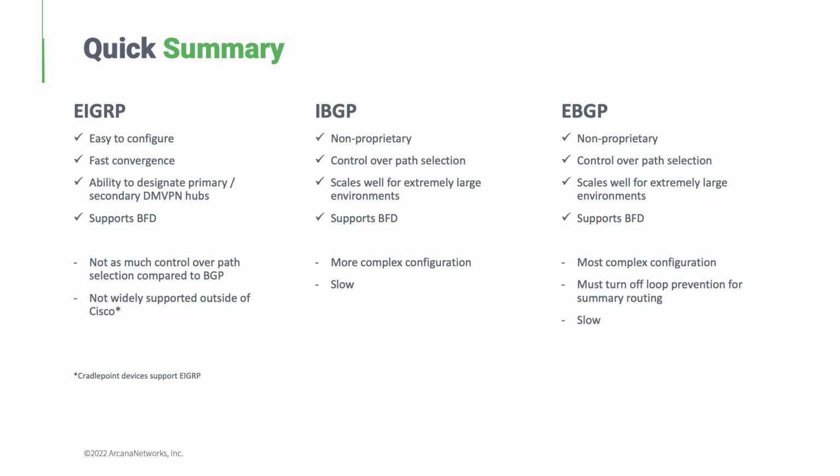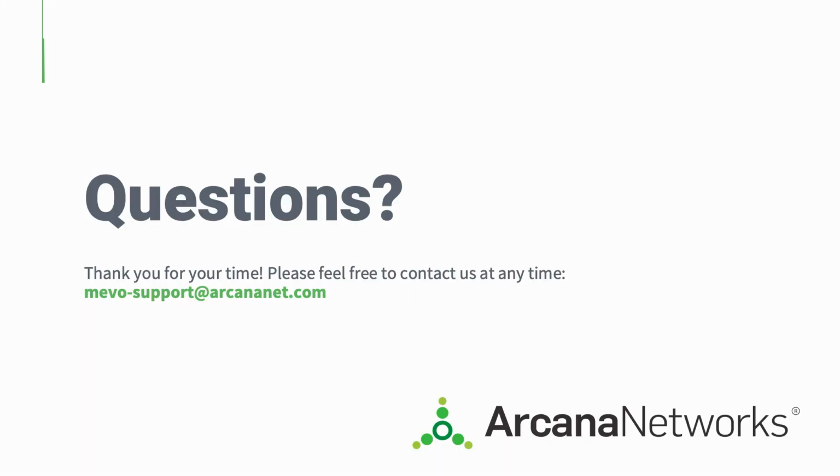And one thing I would like to point out is, again, even though EIGRP is a Cisco proprietary routing protocol, Cradlepoint also supports EIGRP. This pretty much covers everything you need to know about DMVPN as it pertains to MEVO.